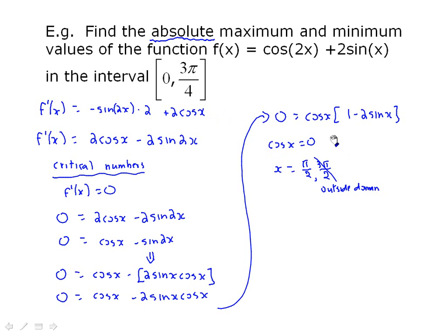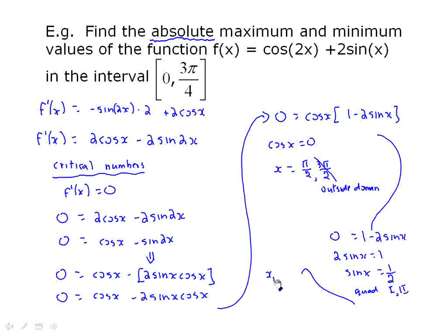And then 1 minus 2 sine x would be equal to 0. So 0 is equal to 1 minus 2 sine x. So 2 sine x, bring it over, is equal to 1. Sine x is equal to 1 over 2. So this is going to normally put you in quadrants 1 and 2, where sine is positive.